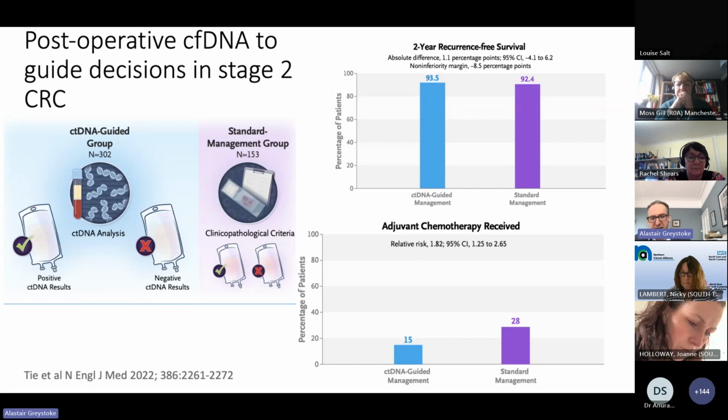And so what you can see is that there was no difference in the survival two years out, very similar survival, but you were able to halve the number of patients who needed adjuvant chemotherapy. So using a very simple blood test to just help guide patients and clinicians as to the best treatment.